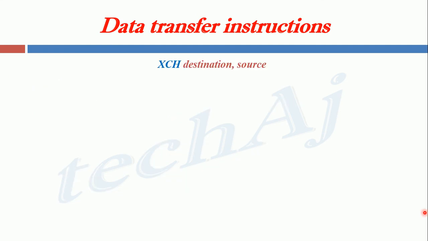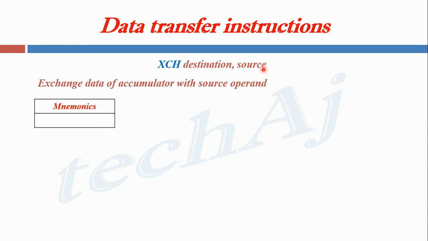Next data transfer instruction is the exchange instruction. This instruction will exchange the data between source operand and destination operand. In this instruction, destination operand is always the accumulator. So we can say that it exchanges the data between accumulator and source operand.